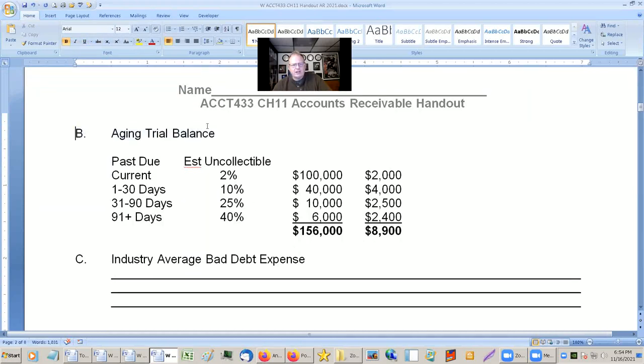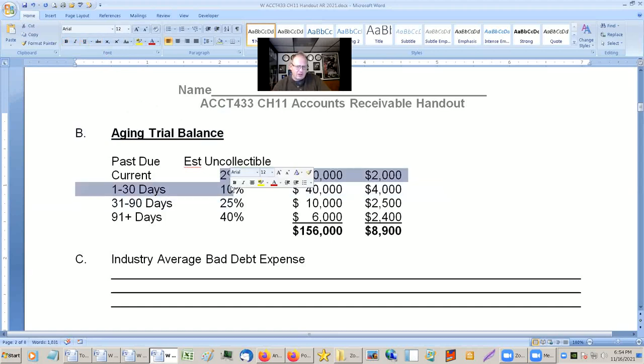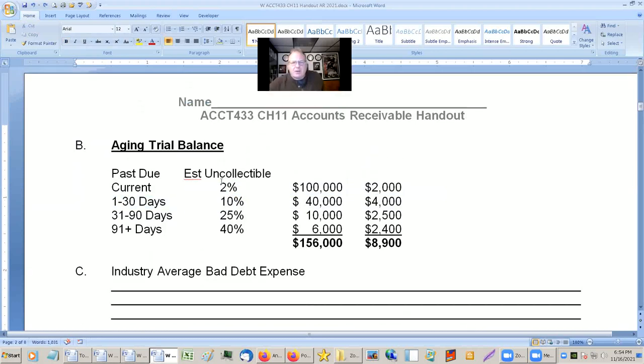So aging trial balance, a lot of the software nowadays does it automatically, and it'll actually track these also. It'll actually come up with the estimated uncollectible based on what you did in the past. Okay, in the past, you didn't collect 10% of these, whatever it is.